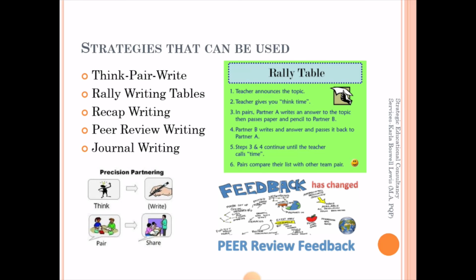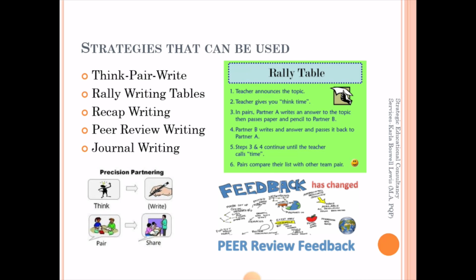Now recap writing is where you go to class, and at the beginning of each row you give the students a blank sheet of paper, and you ask them to write as fast as they can one thing that they remember, and the paper keeps going down the row and up, down and up, until you say time. And when you say time, they share what is there.